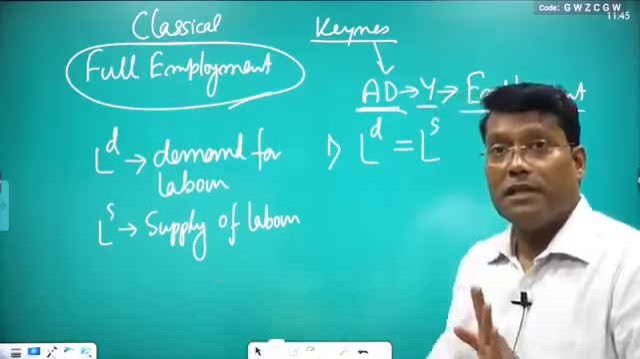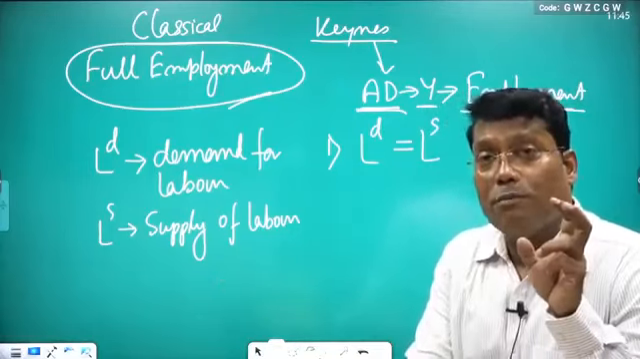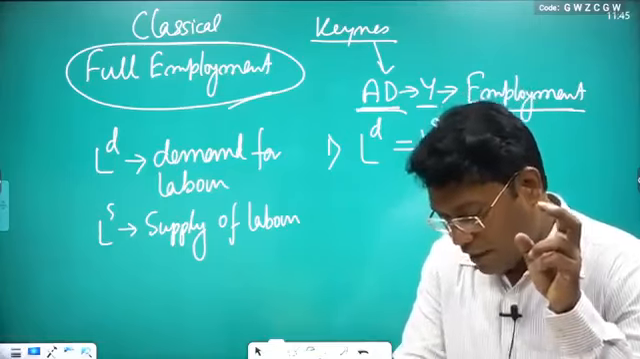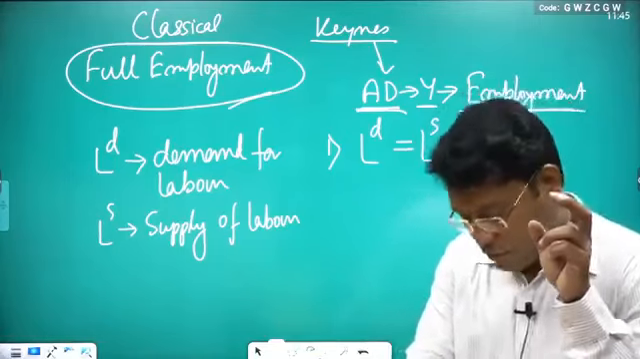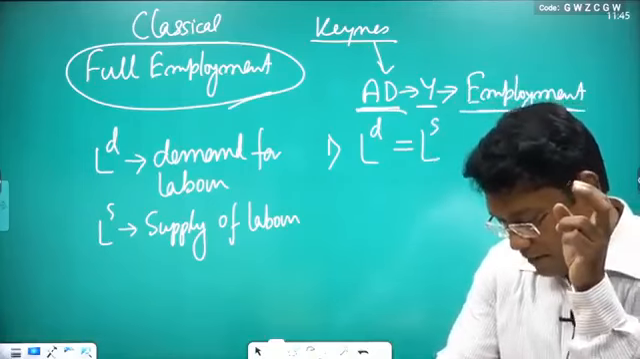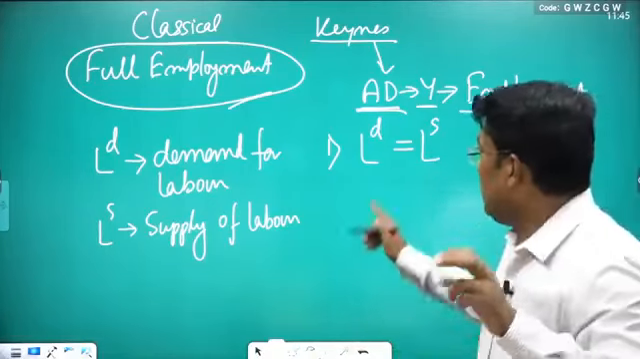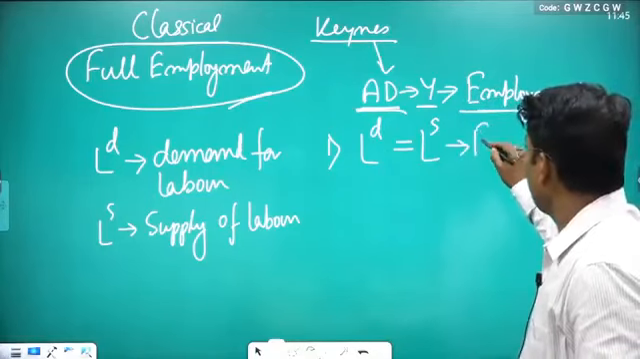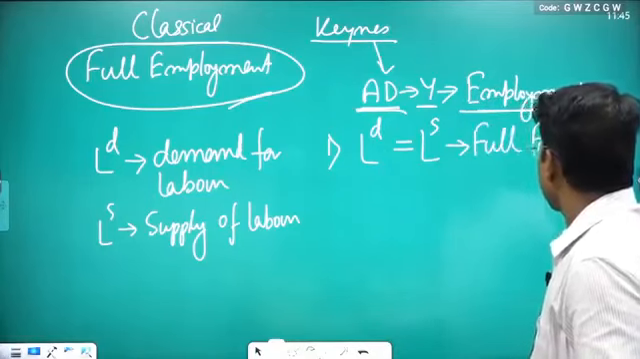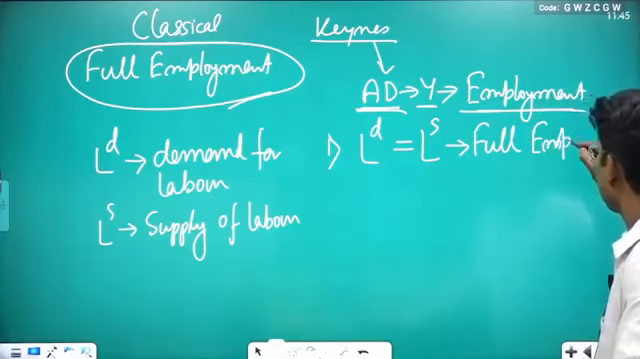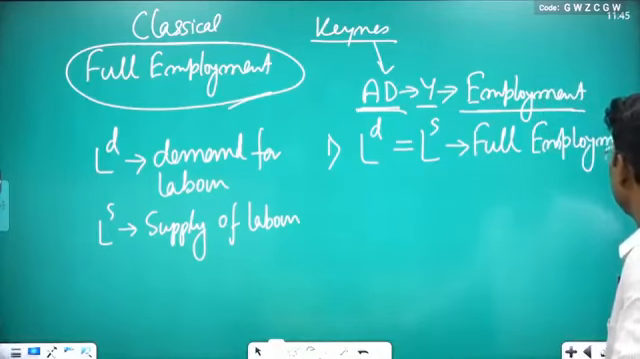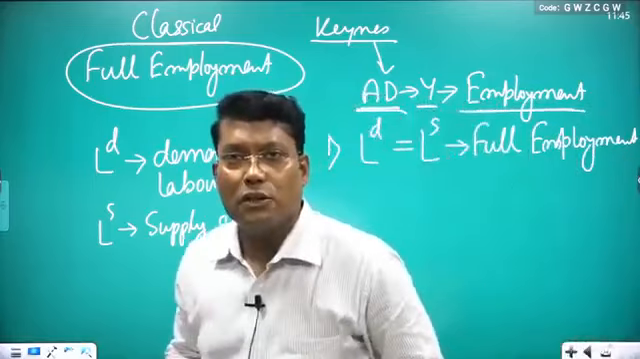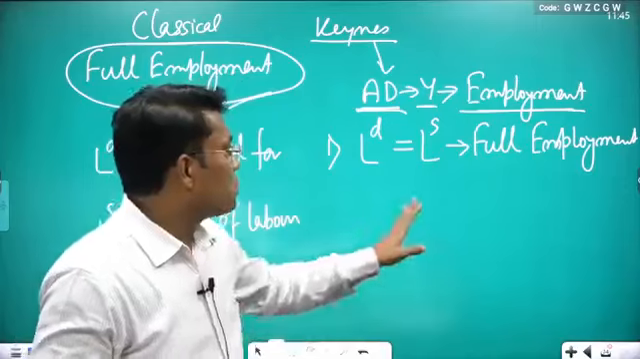There is one of the possibility. Suppose aggregate demand is so high, you are producing a very high level of output, and to produce that level of output you utilized all your resources, including all the labor being employed. Clear? So LD is equal to LS. If this is the condition, then we can say there is full employment, meaning those who are willing to work are all getting jobs.